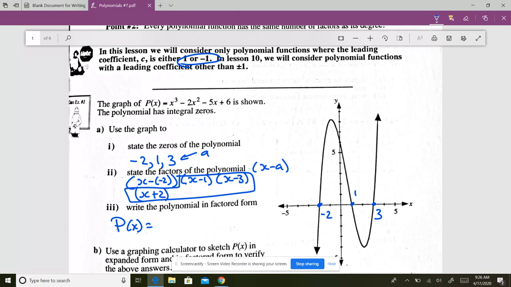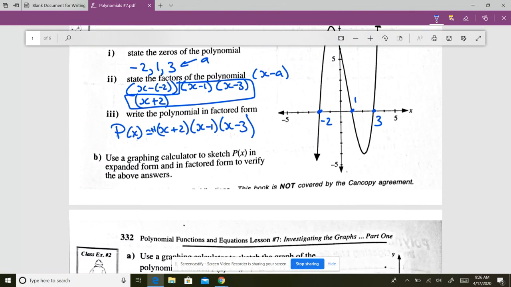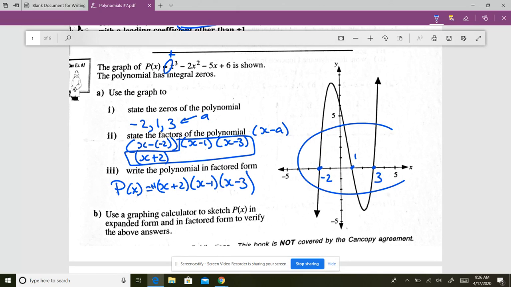Then we write the factored form of this polynomial as x plus 2. You just write all the factors multiplied together. x minus 1, x minus 3. All right? And since the leading coefficient here is positive, you could put a plus 1 there, but there's no need to if it's positive, so you can just leave it. All right. So basically what we're saying is if you have a sketch of the graph and you have the x-intercepts, you can figure out how to write the polynomial in factored form.